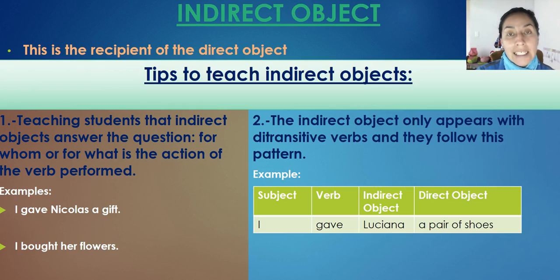Another tip is that an indirect object only appears with transitive verbs, so the transitive verbs require both indirect and direct objects, and they follow this pattern: subject, verb, indirect object, direct object. For example, I gave Luciana a pair of shoes. The indirect object is the name Luciana, and the direct object is shoes.